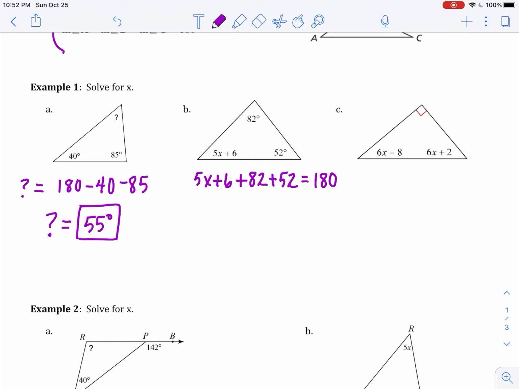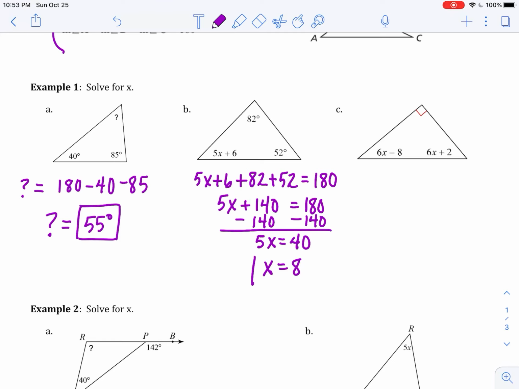Again, all three angles in a triangle are always going to add to 180 degrees. If we combine our like terms, we're going to have our 5x, but all of our like terms are our numbers. We're going to add them up and get 140. Equals 180 degrees. And then, of course, hopefully now it's a simple algebra problem for everybody. If you subtract 140 from both sides, you'll get 5x equals 40. If you divide by 5, your x will equal 8. All right, pretty simple.